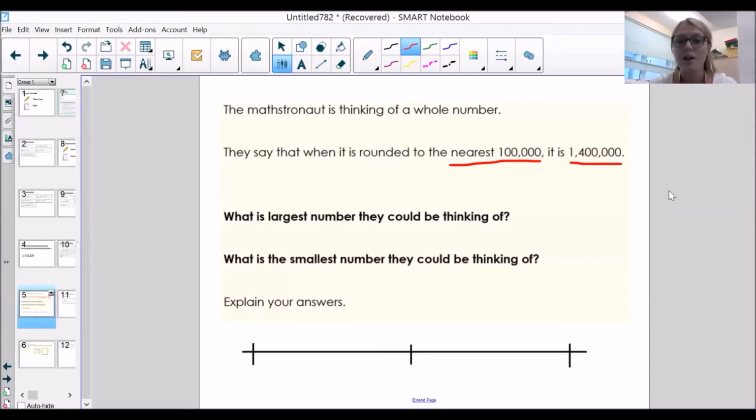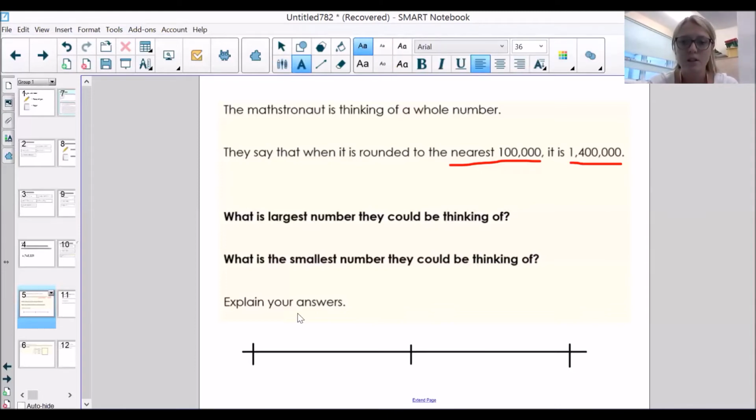Okay? When you get a question like this, it's sometimes easier to visualize it by drawing a number line. I've done a quick sketch of the empty number line here. We're just going to fill in some information before we get our answer. So the middle line of my number line, you notice I've got 3 lines here, I'm going to put the answer that I want. So I want to end up with 1,400,000.